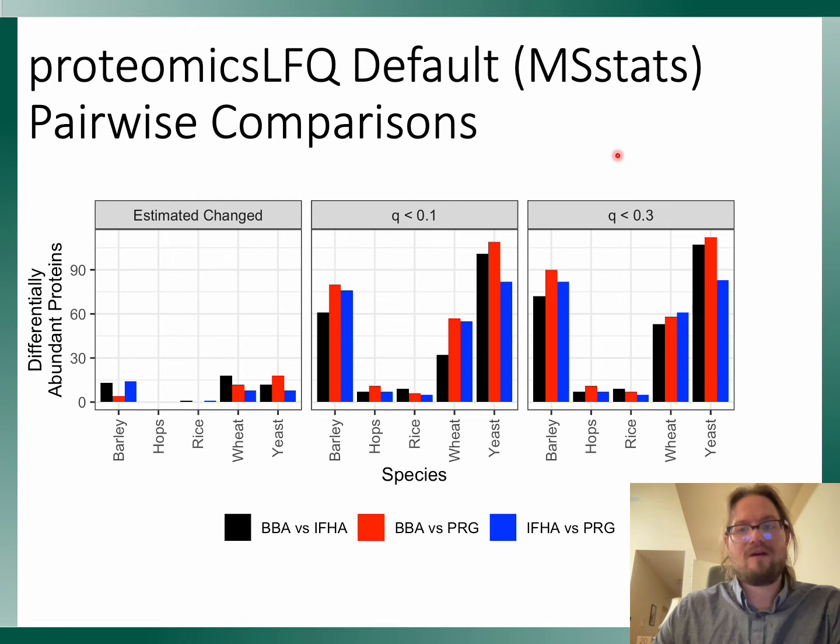MSstats is incorporated into the default proteomics Nextflow pipeline to identify differentially abundant proteins using area under the curve values. And we can see here that the greatest number of differentially abundant proteins were from yeast, followed by barley and wheat.